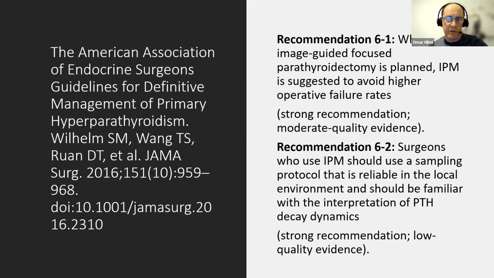They did, however, also suggest that you needed to understand the role of IOPTH and what the dynamics of that fall in PTH should be. So ideally, you need to be doing it on a regular basis. This isn't the sort of thing that you just do occasionally. You need to be good at it.